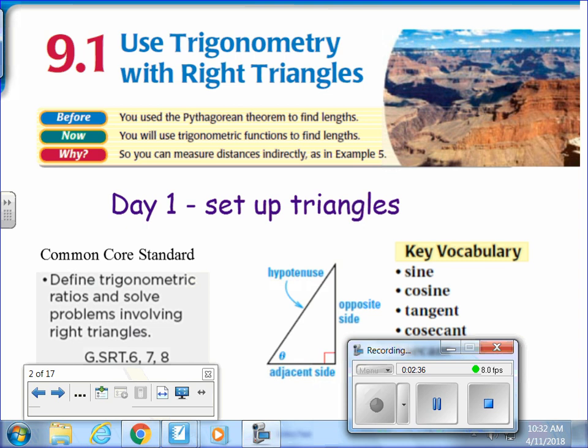All right, we're ready to go with our actual lesson. So who's excited about right triangles today? Yeah! Alrighty, 9-1, day 1. It's so easy. It will be done fast, and you guys will have homework time, okay?